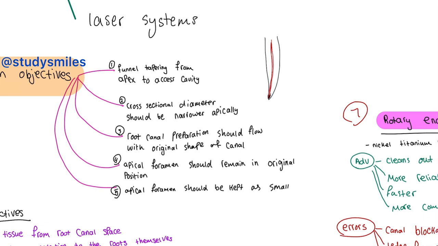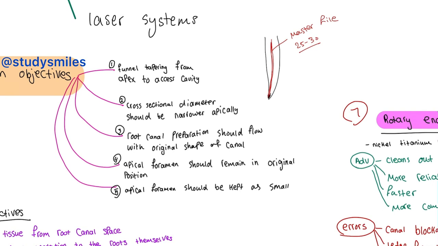Like our master file, I've talked about this in our previous videos, but I'm just going to say a little here again. For example, let's say this is our master file, which is usually 25 to 30 depending on the size of the canal. And then after that we reduce it. So the next one, when we turn to the blue or green and black, we reduce the size.